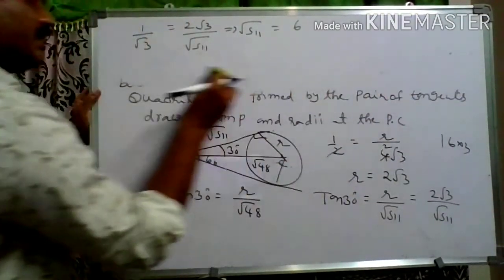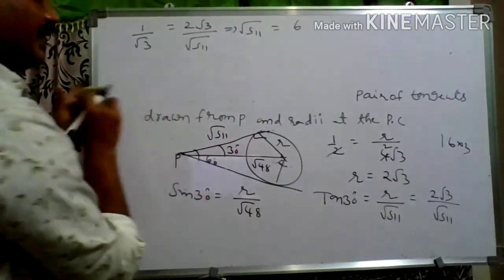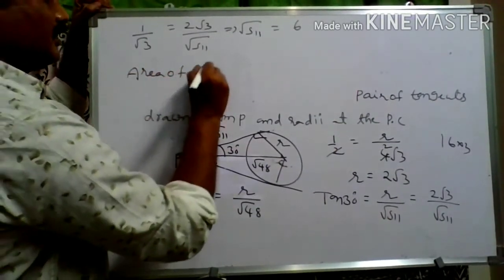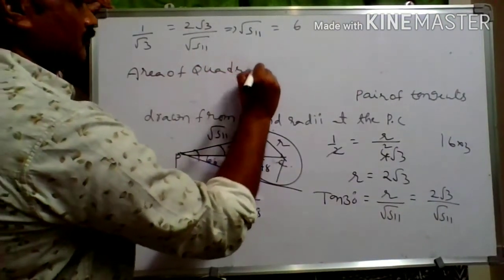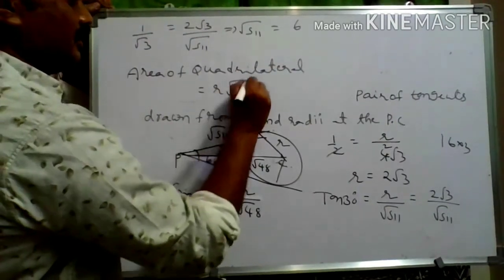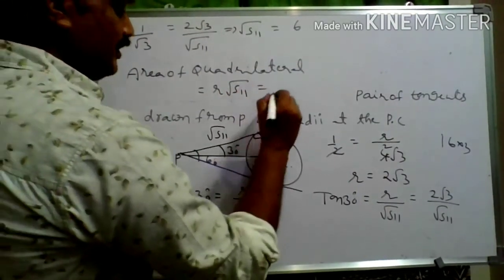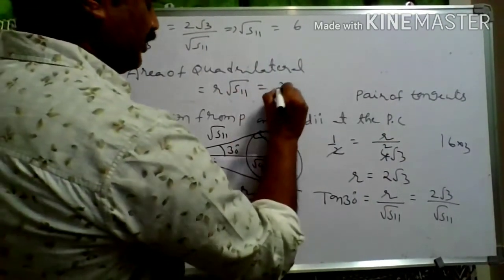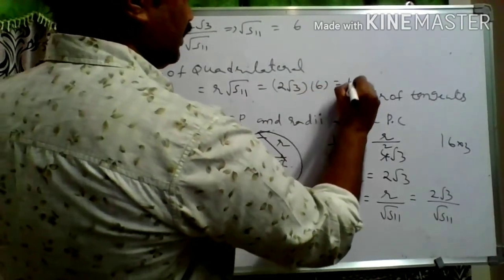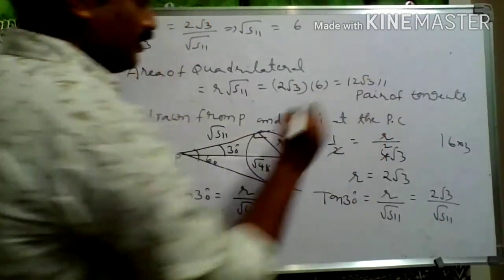Students, the area of the quadrilateral is equal to r into root s11. What is the radius, students? 2 root 3 into root s11, which is 6. 6 2s are 12. 12 root 3 is the answer.